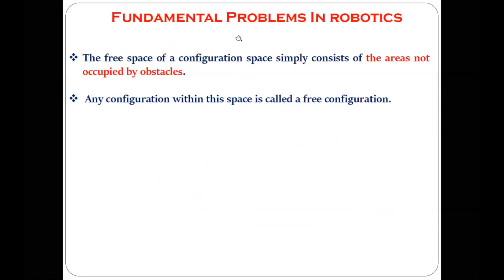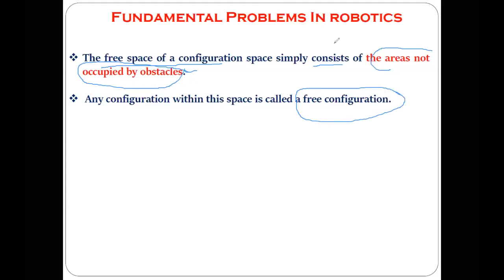So here I have mentioned the free space configuration of the robot. The free space of the robot simply consists of the area which is not occupied by any kind of obstacle. That particular space is considered as a free space for the robot. Any configuration within this space, if the space is free, is also considered a free configuration in case of the robot.